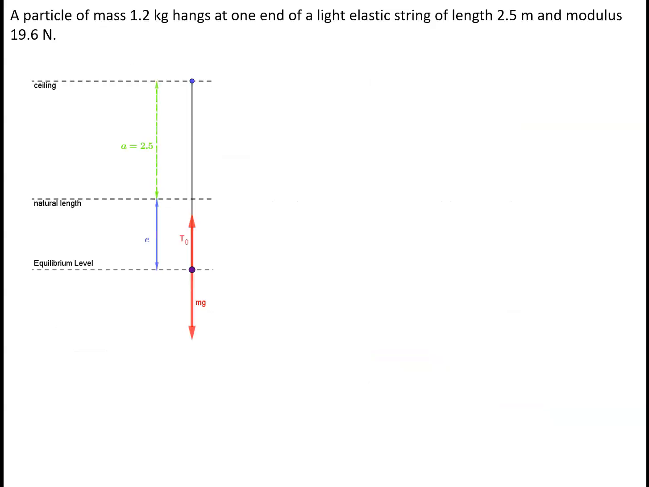Okay. We're going to consider a particle of mass 1.2 kilograms that's hanging at one end of a light elastic string of length 2.5 meters and modulus 19.6 newtons, and we're going to suppose that the other end of the string is supported or hung from a ceiling.